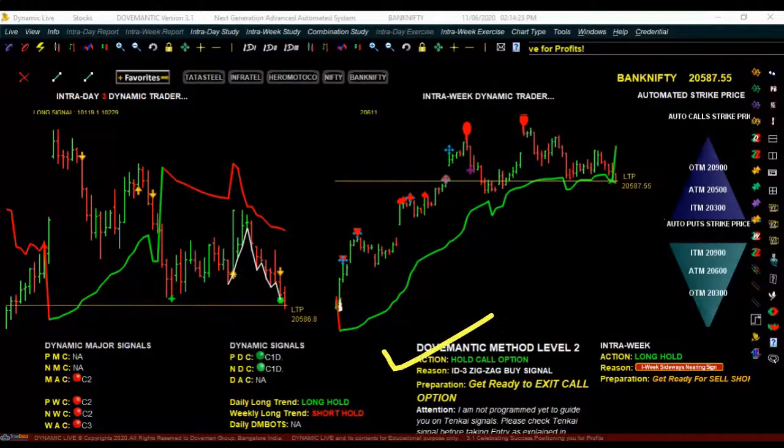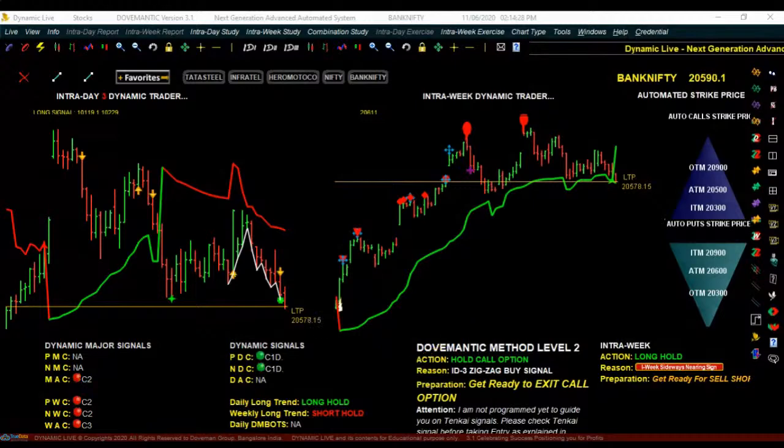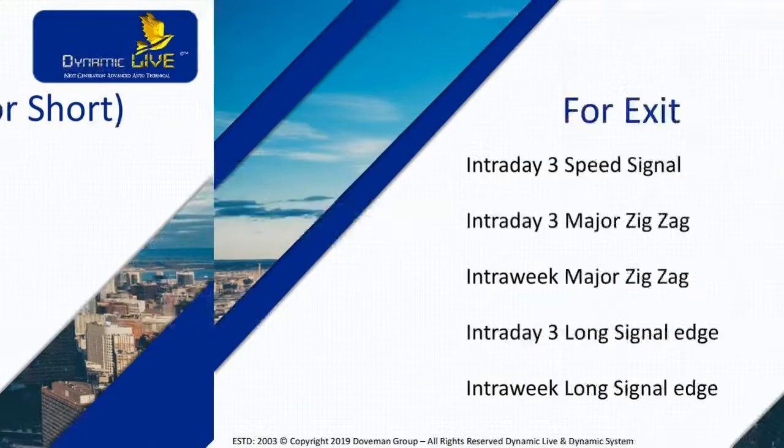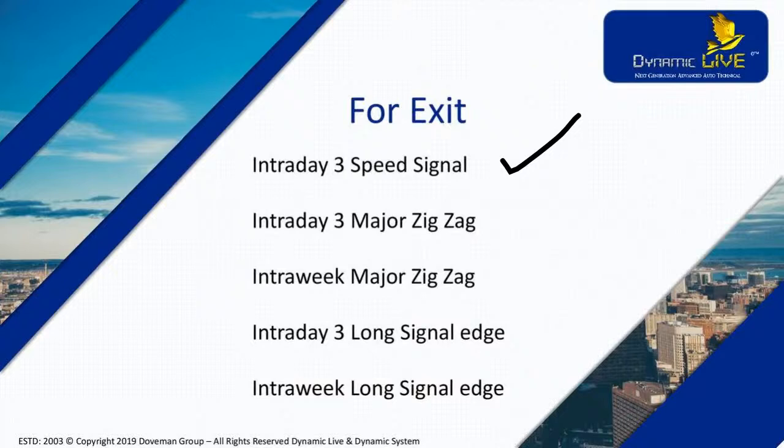But then for this action information to give you an entry or an exit, there are multiple signals at work in this dynamic live. Which are these multiple signals? Let's have a look. Now these are all the multiple signals which will give you an entry, like intraday 3-speed signal, the long signal, the zigzag, breakout and breakdown. Similarly, we have for exit intraday 3-speed signal, the major zigzag, the long signal, edge points, and so on. Multiple signals are at work.